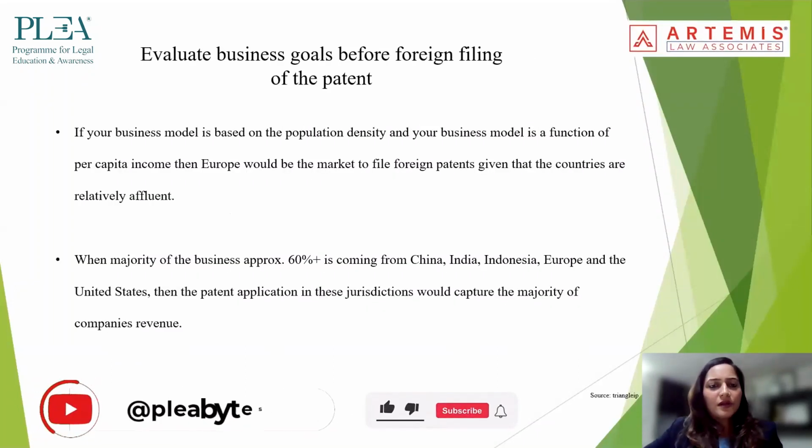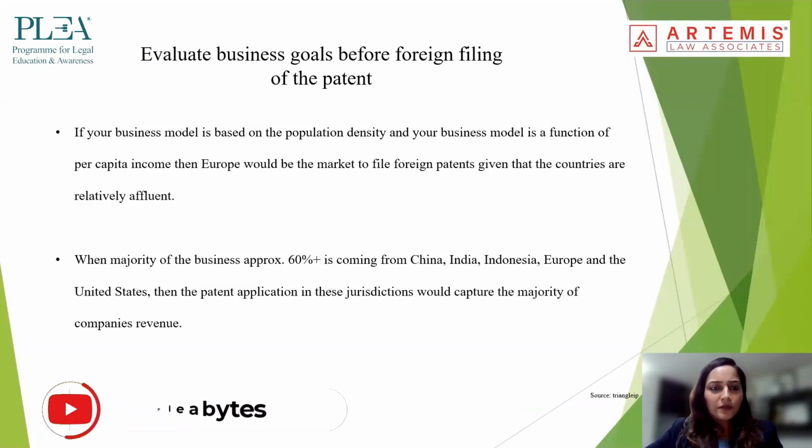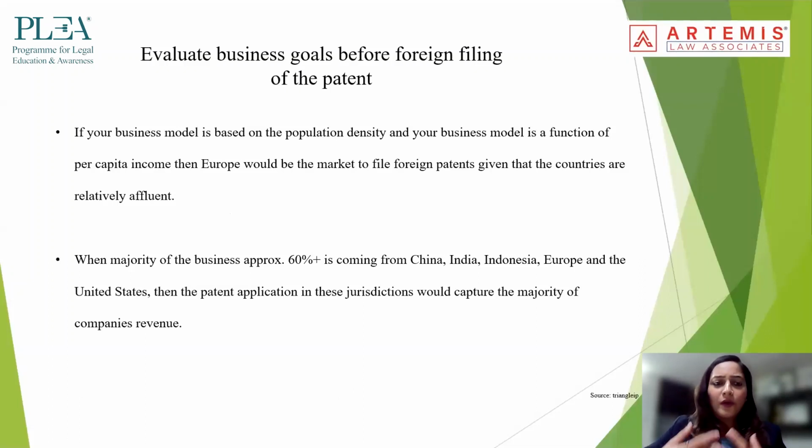If your business model is based on population density and is a function of per capita income, so basically if it's an affluent market, then you file it in Europe, because this kind of patent will work well in the European region. Then you file it in that particular geography first. But generally, a lot of companies opt for 5 countries, which is Europe, US, UK, China, Japan. These are the major countries in which any technology driven person will file.